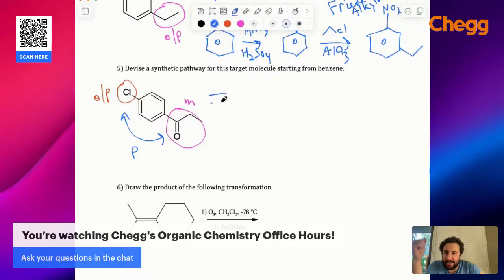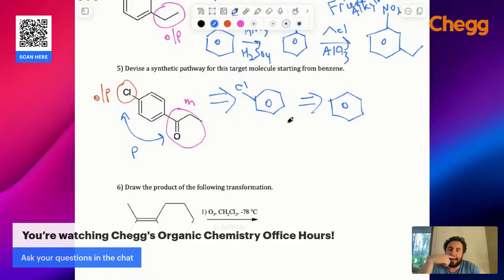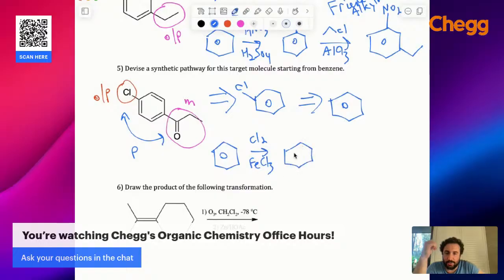So we're going to go back in time with our retrosynthetic arrow to here and then to benzene. Okay, so it's not going to go back in time with this group on there, because that would not give us the regiochemistry that we want. So now in the forward direction, we go from benzene to chlorobenzene. That's very easy. We're just going to do Cl2 and the iron trichloride catalyst. That will give us the chloro group there.